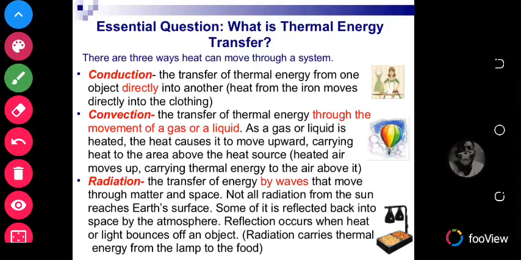Radiation, let's look at radiation. Radiation is a transfer of energy by waves that move through matter in space. Not all radiation from the sun reaches the earth's surface. Baking a cake is an example of radiation. It has to do with the transfer of heat energy by waves. It is through radiation that we are able to microwave our food. Radiation is another form of heat transfer, and a typical example is the microwave.